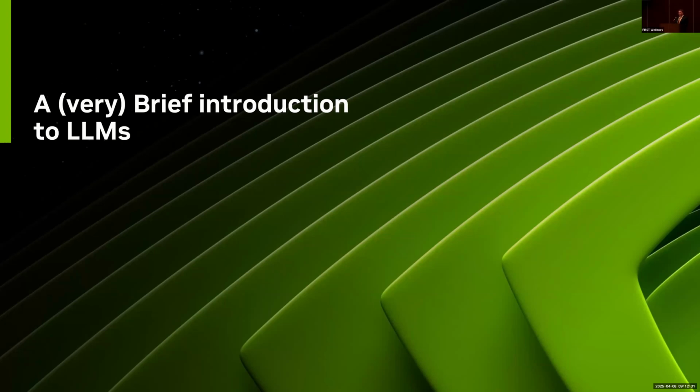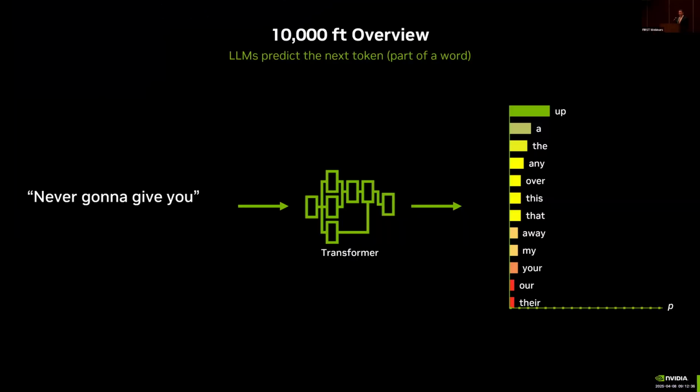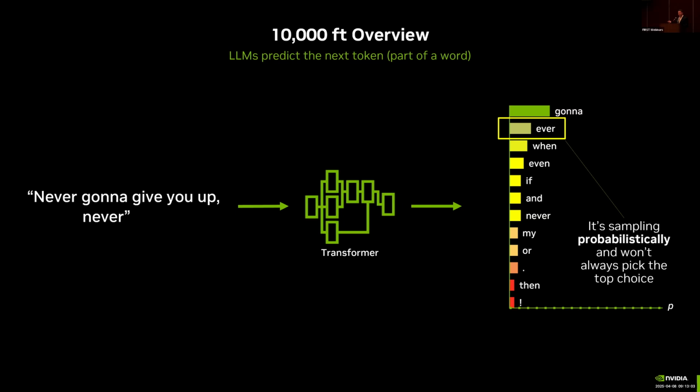So I want to give a brief introduction to how LLMs actually work, right? Because I think this helps us understand how some of these problems happen. So you input something to the model, and it predicts the next token. And a token is a part of a word, give or take. So you input "never going to give you," and then it picks something. In this case, it picks the highest probability token, "up." Okay. What's the next token? "Never."